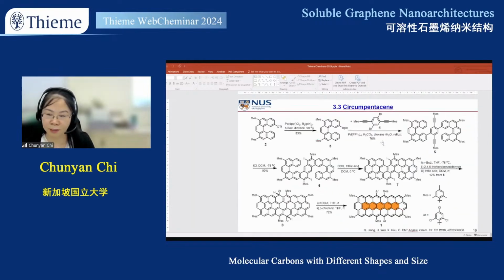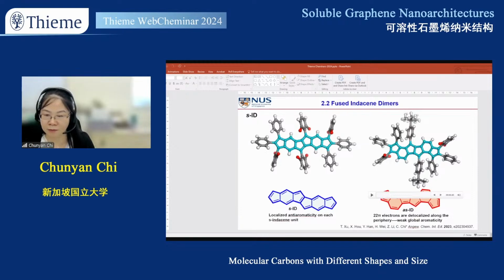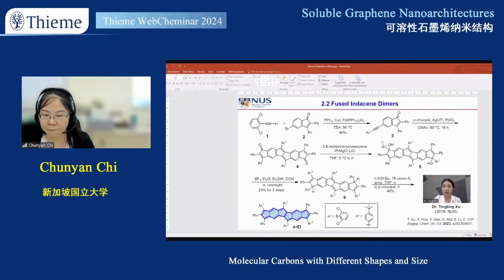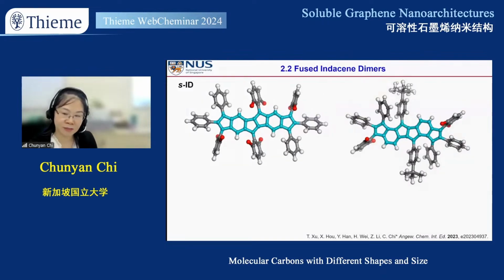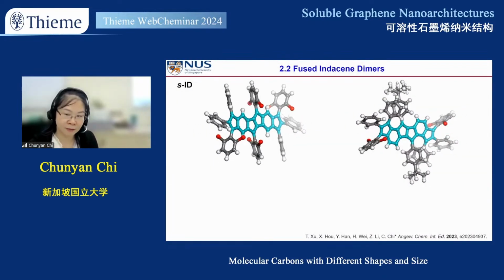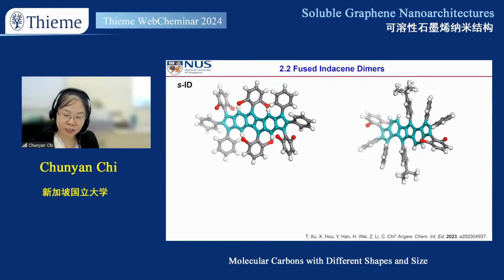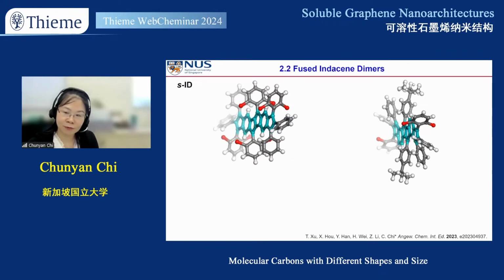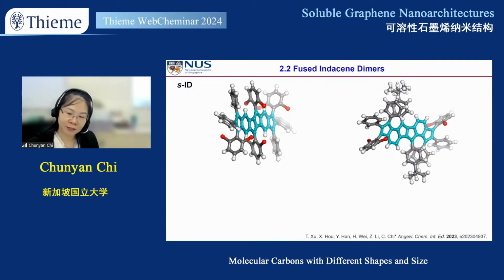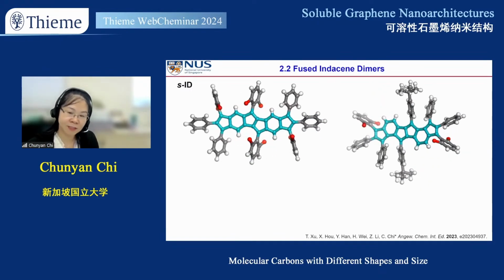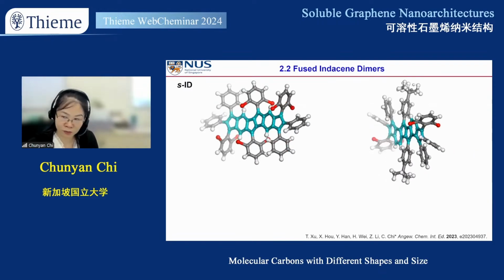Okay, so take this one as an example. I will talk about this system first, then later I talk about the nanographene. For this type of structure, as I mentioned, nobody prepared this type of structure in many years. This is because people think they are not stable. Yes, they are very reactive.